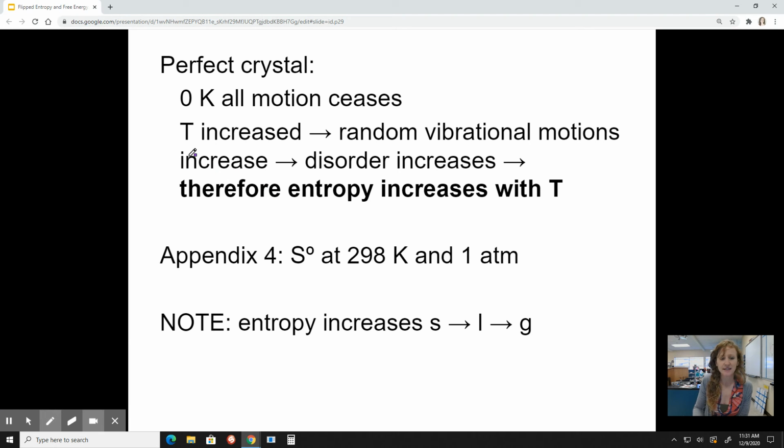Okay, this idea of temperature being an indication of motion shows up in our lives in chemistry. So again, we just solidify this bond between temperature and motion. As temperature increases, motion increases, disorder increases. As temperature decreases, motion decreases, disorder decreases.